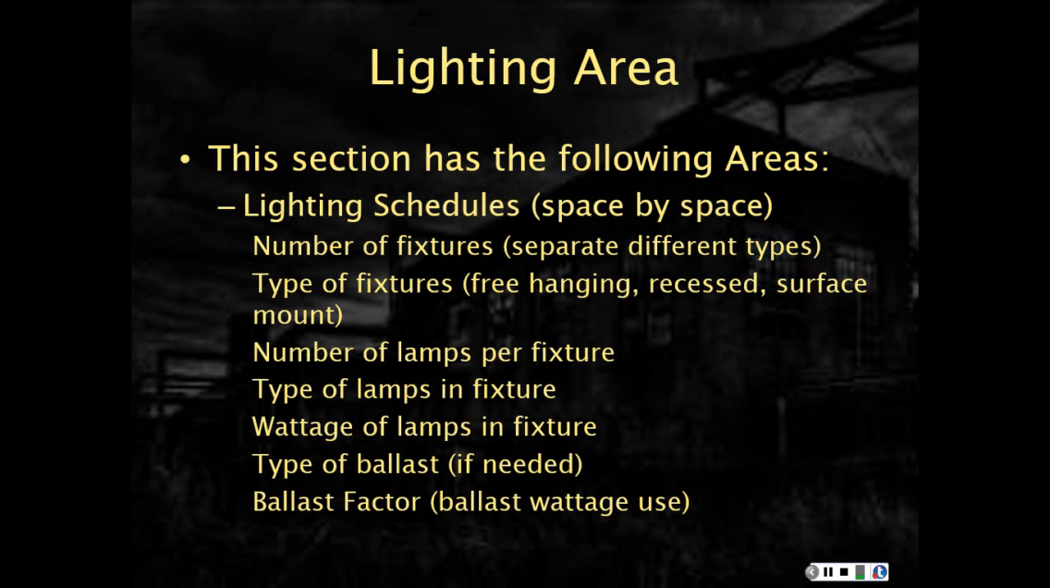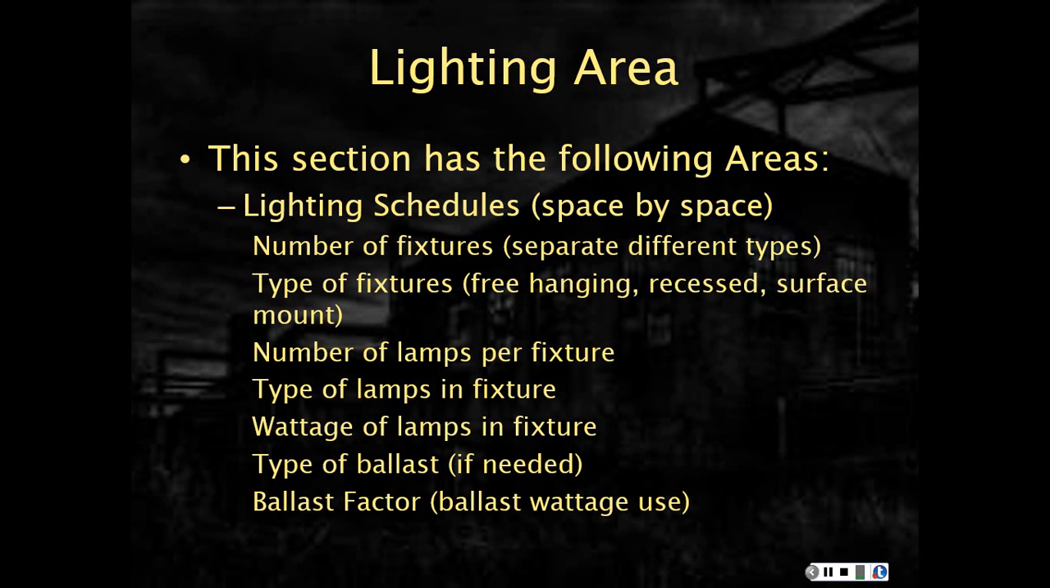So the first area that we're going to be looking at has the following parts. We need lighting schedules on a space-by-space basis. We need the number of fixtures. We need to separate by different types of fixture. So some spaces may have 3 or 4 or even 5 different types of lights. We need the type of fixture that it is.